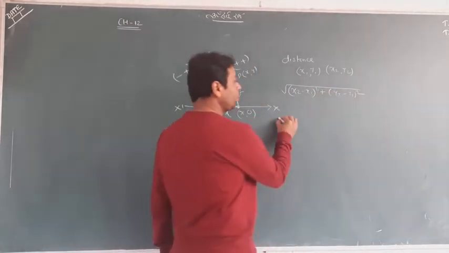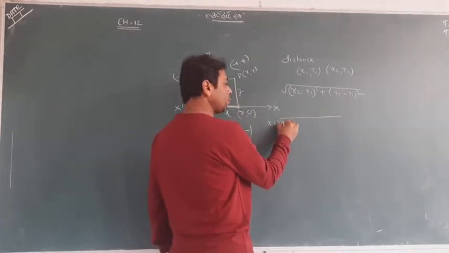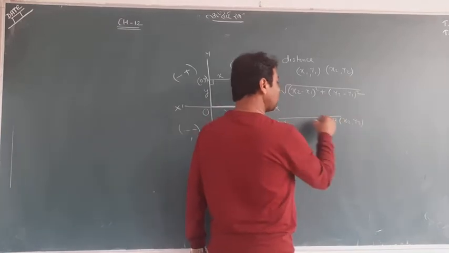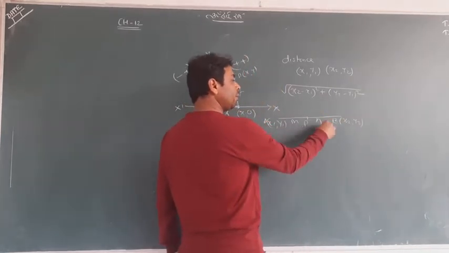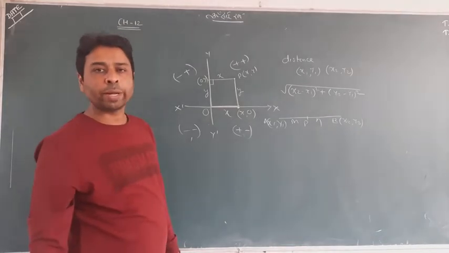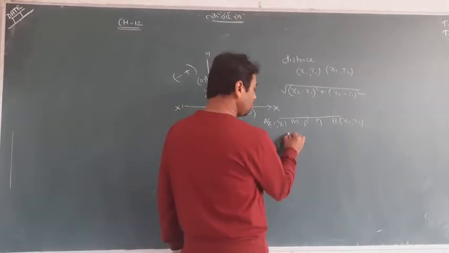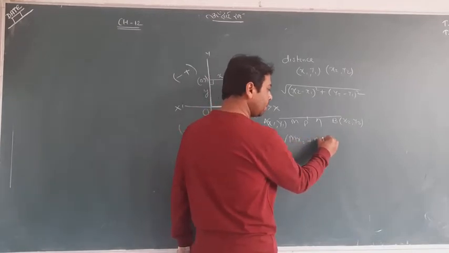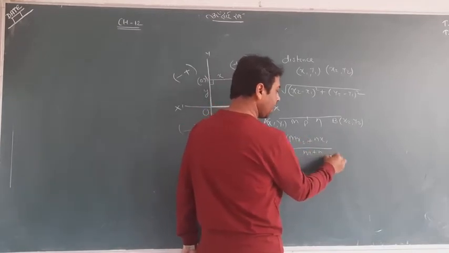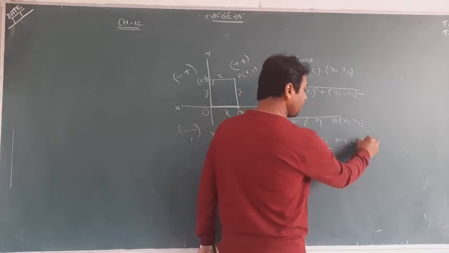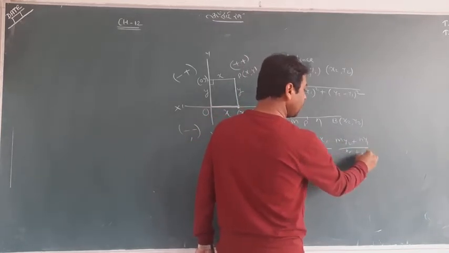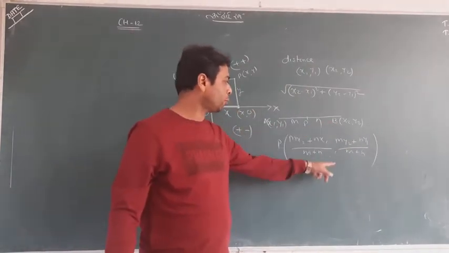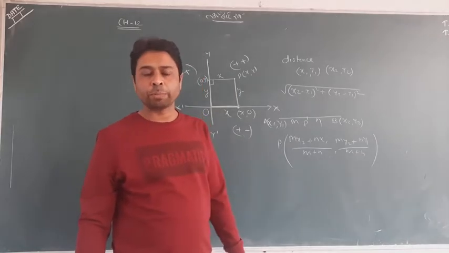Division law, you know. What is the division law? Suppose (x1, y1) is the first point and the second point is (x2, y2). Suppose a point P divides the whole AB in the ratio m:n. Then the division point P is ((m x2 plus n x1) upon (m plus n), (m y2 plus n y1) upon (m plus n)). That you must know well.